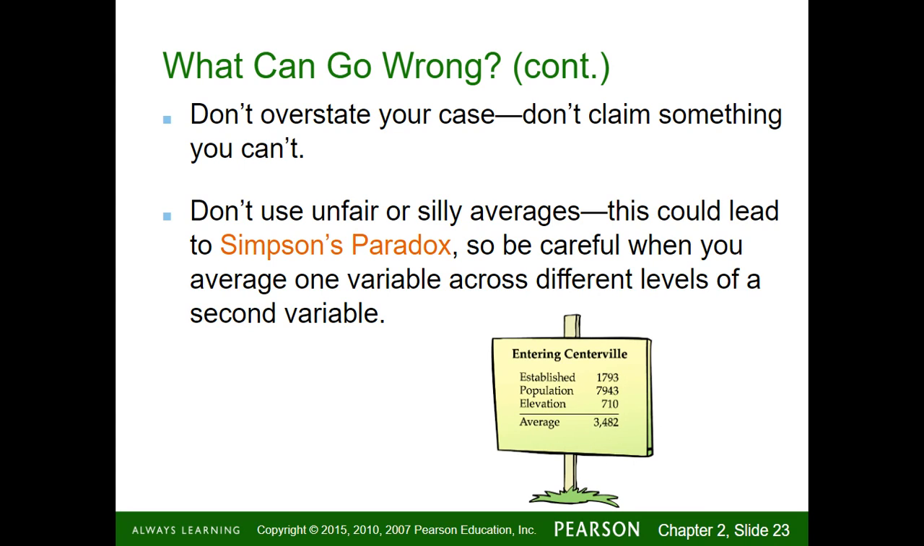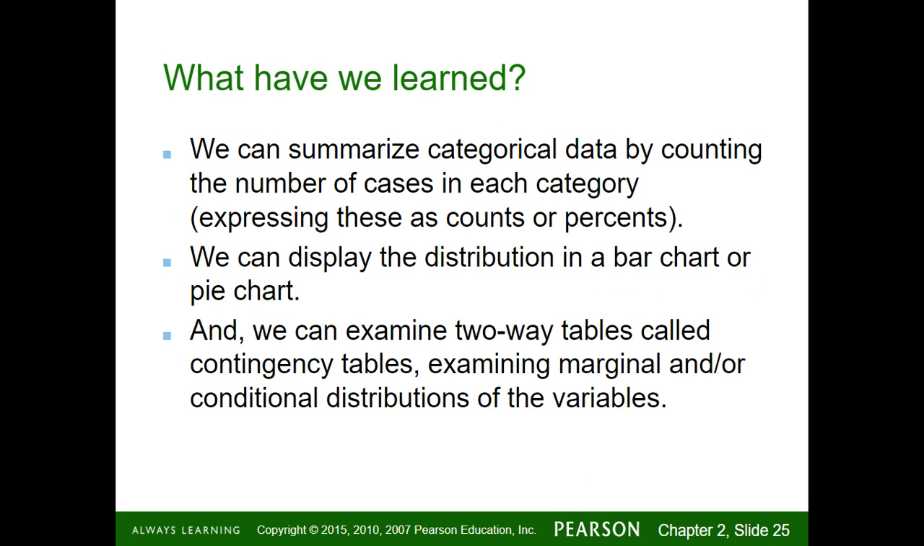But anyway, another thing called Simpson's paradox. It's kind of an interesting paradox, where you average one variable across different levels of a second variable. I've got an example with baseball that we'll look at that shows this. It's not an actual AP topic, but it's something that's pretty interesting to think about. So we'll talk about that later on.